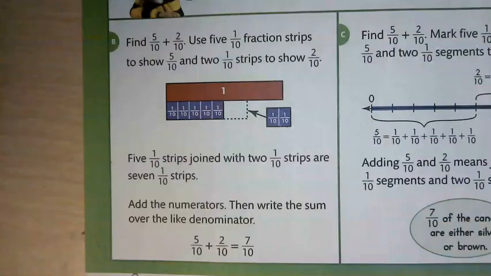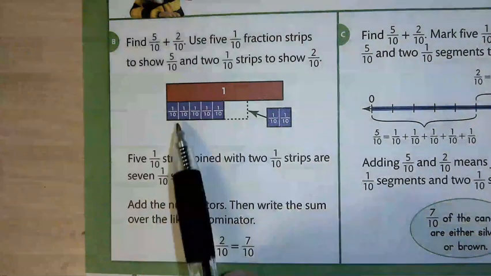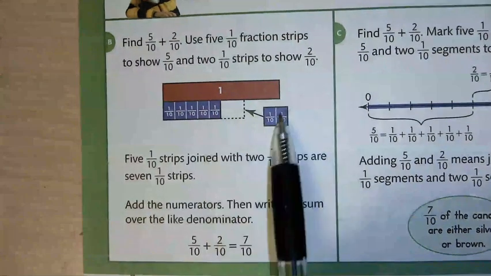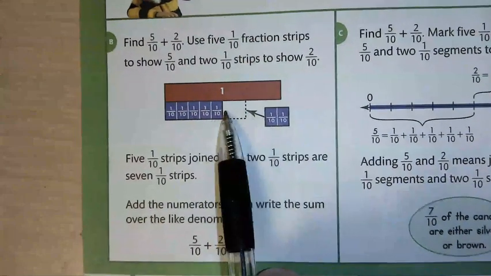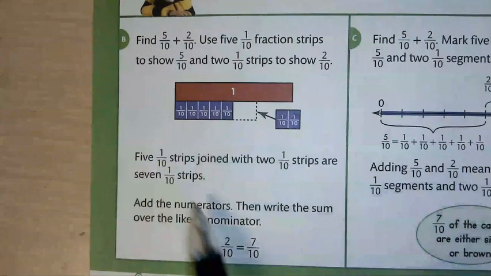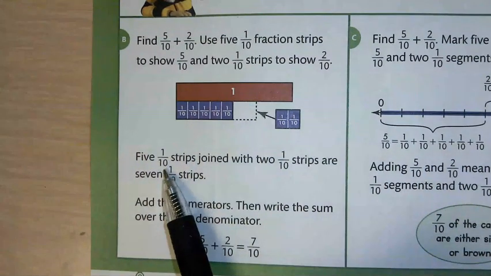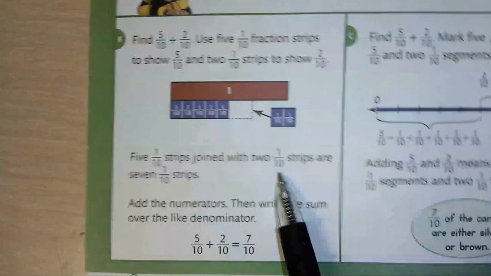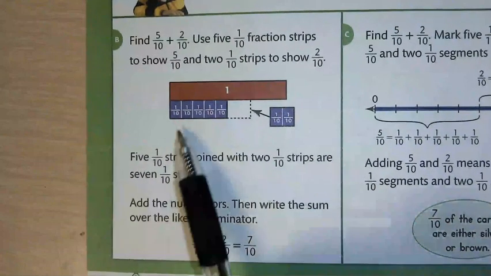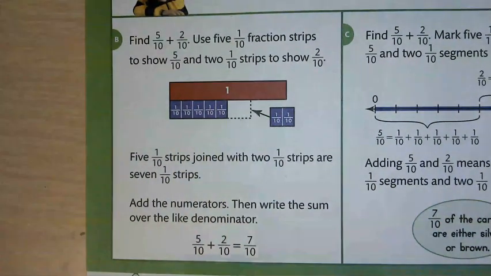So I'm going to zoom back in again. Sorry, hopefully you're not getting too sick. All right. There's the 5 we had. And we just showed we put those 2 with it because now we're saying all of those together. So 5 1/10 strips with 2 more 1/10 strips equals 7 of those 1/10 strips.